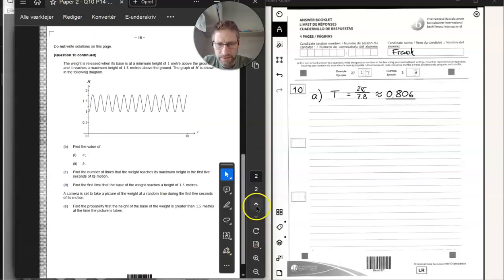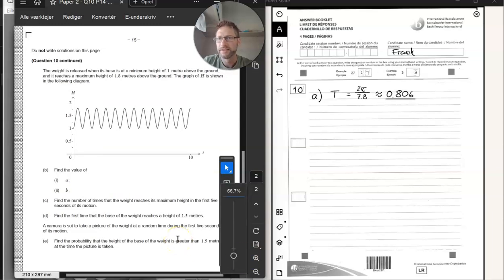So here is the second part of question 10. Now, we release the weight and it starts bouncing up and down as it's supposed to, and the graph of h of t looks as you can see on the paper. And of course, they're going to ask us now, judging from this graph, what is the value of a and b?